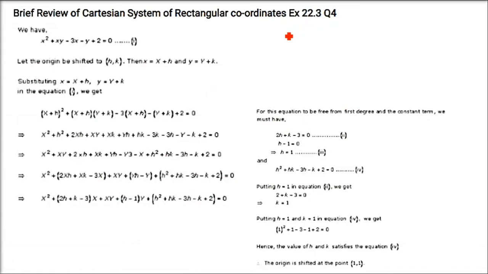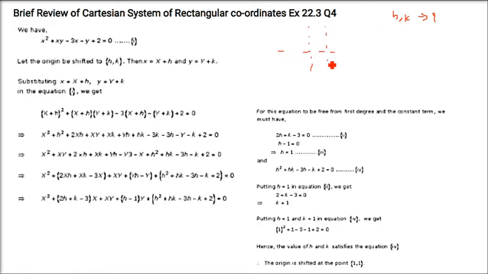At what point should the origin be shifted so that the equation x squared plus xy minus 3x minus y plus 2 equals 0 does not contain any first degree term and constant term? So the first degree term should not be there, and also the constant term should not be there. So we have h and k. What will be the values of h and k?